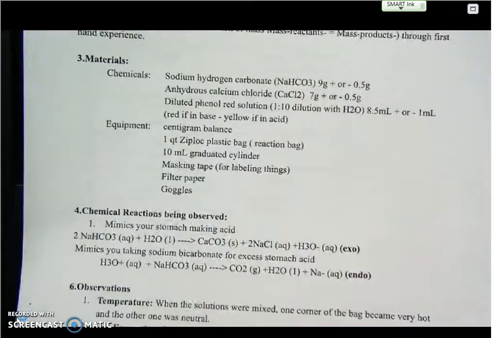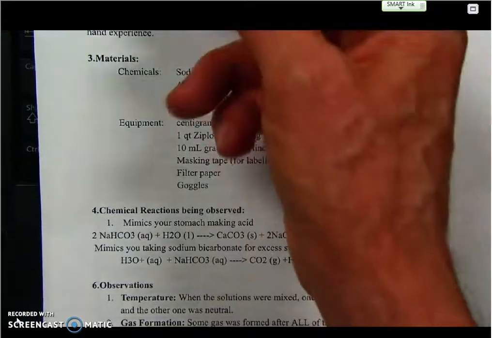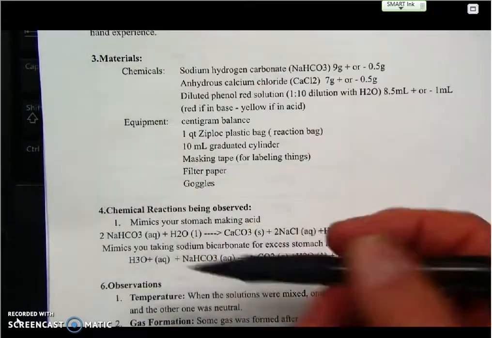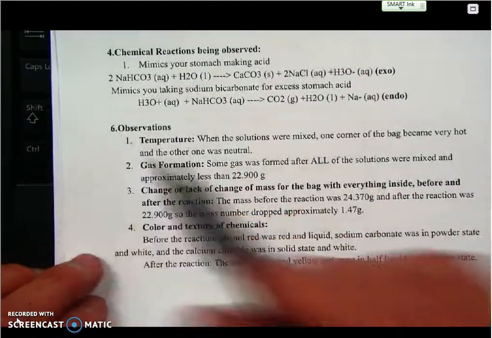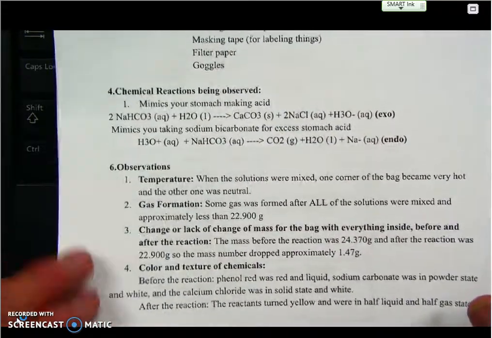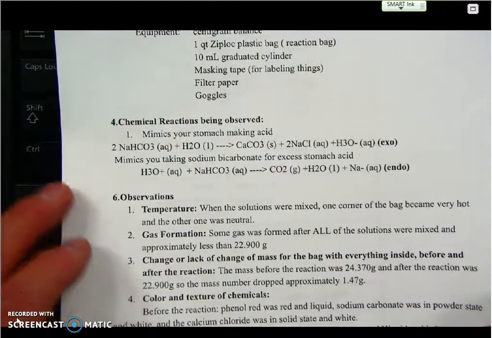It has a little printer icon, and that will work for doing the purpose, materials, chemical reactions, and then the observations, of course, are going to be yours. But right here, before observations, we should have something else.